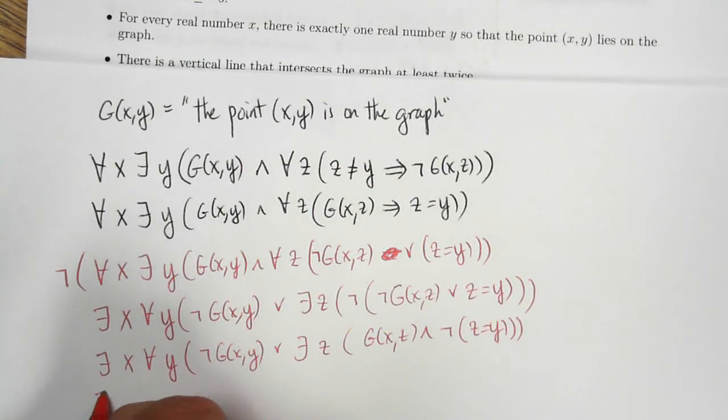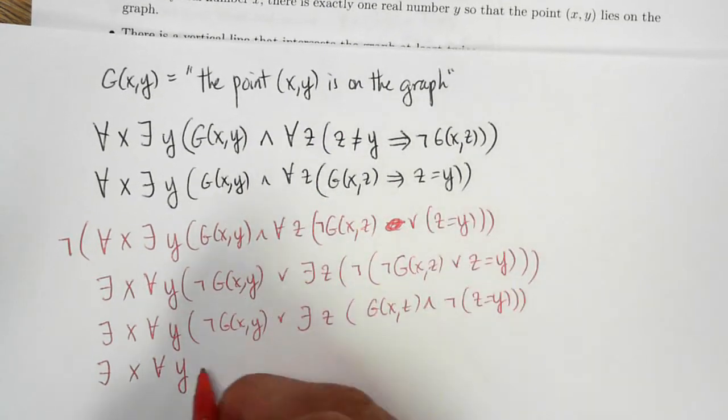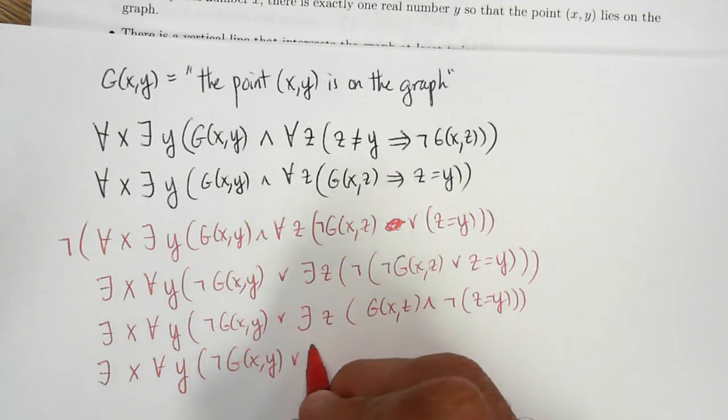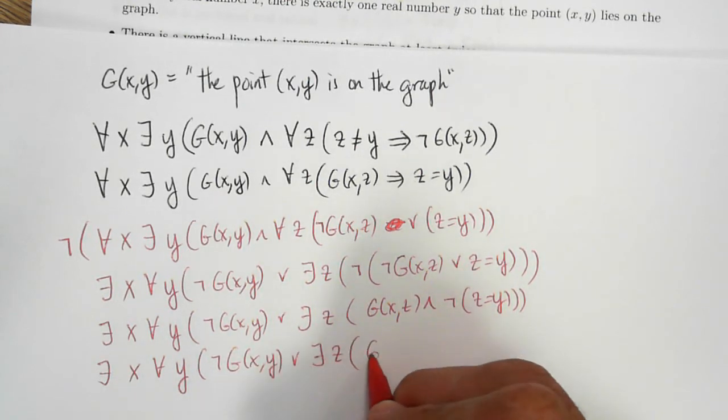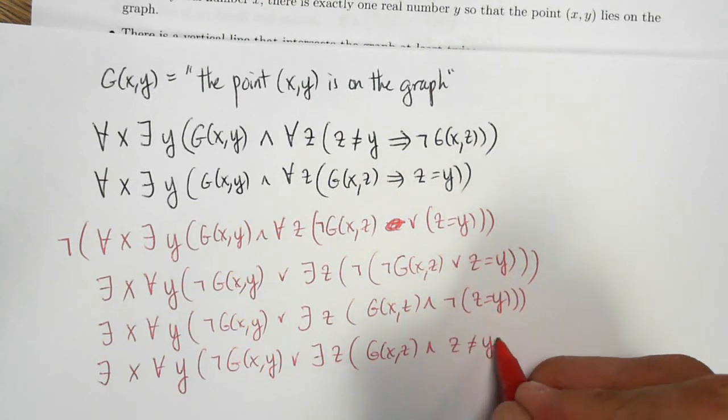And one more line. There exists an x such that for every y, not g of (x, y), or there exists a z such that g of (x, z) and z does not equal y.